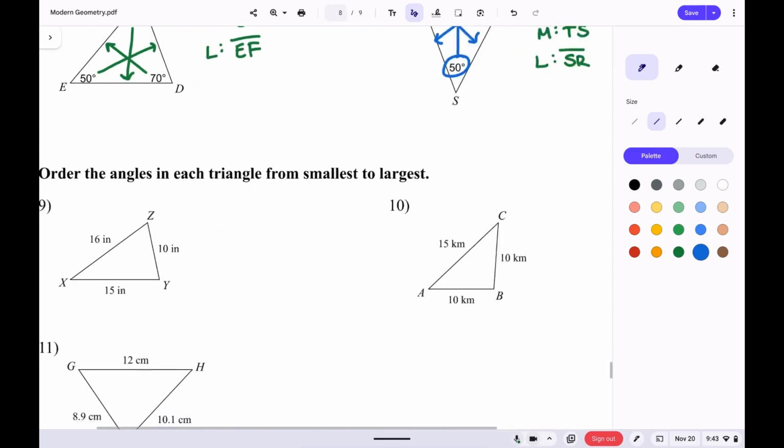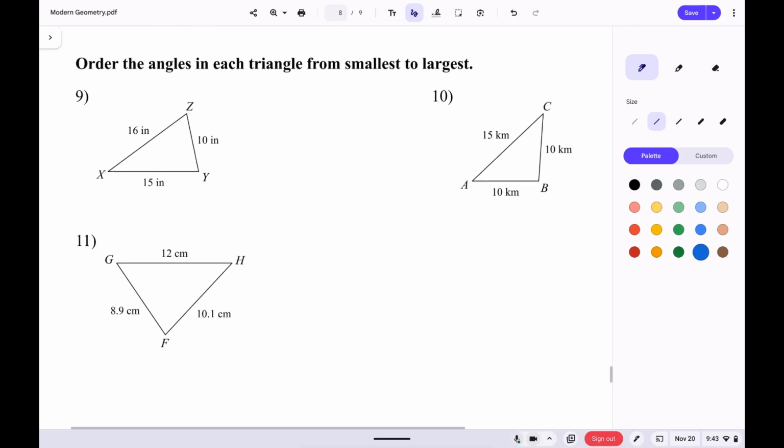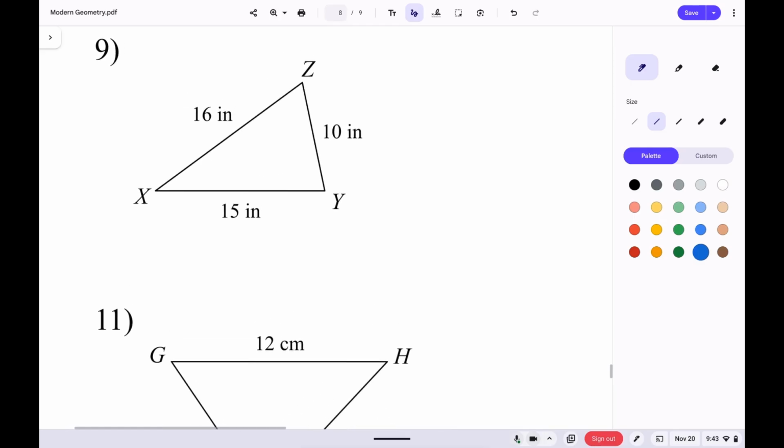Now we're going to do the same thing down here, but they're giving you side length, and they want you to list out the angles. So we're going to do the exact same thing, but instead I want you to list out angles now. If you look at number 9, what's the smallest side? 10 is the smallest side. So again, I'm going to draw those arrows in here. I'm going to connect it directly across. So that angle X is directly across from the 10. So that means X has to be the smallest.